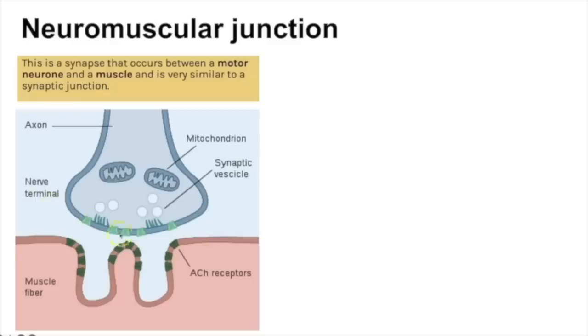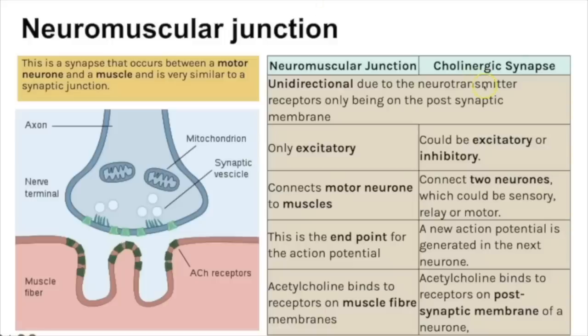Neuromuscular junctions are what you have right at the end of your response arc. So you have your motor neuron, you then have a gap, and then you have your muscle. And your muscle is one of the effectors that would generate the response. And what you need to know is similarities and differences between the synapse that you find here at the neuromuscular junction compared to your typical synapse such as the cholinergic. So what they have in common is both of them will work in one direction only, so unidirectional. And that is because the receptors for the neurotransmitters are only found on the postsynaptic membrane, or in this case, the muscular membrane. A neuromuscular junction will only be excitatory, meaning it will only generate that response.